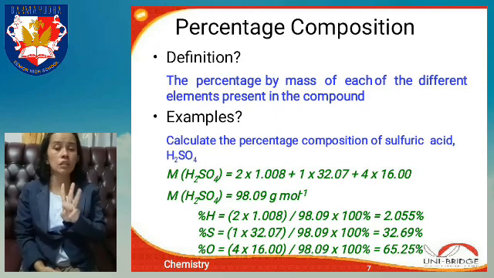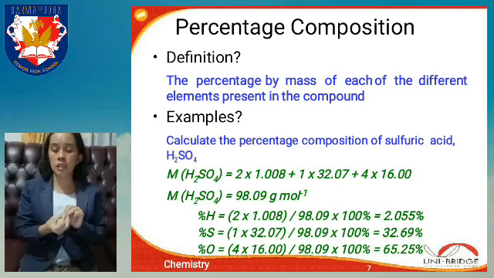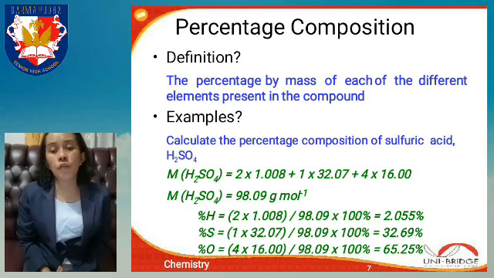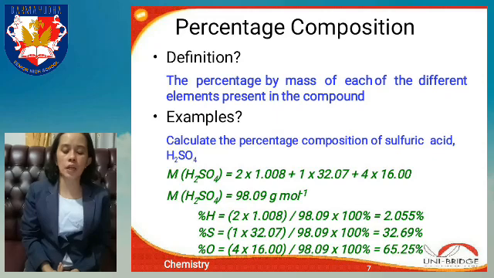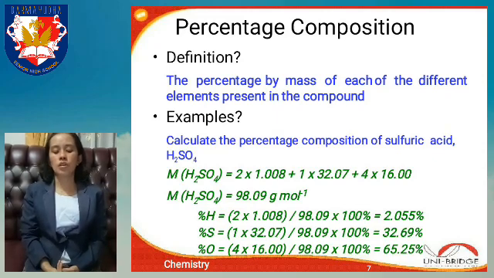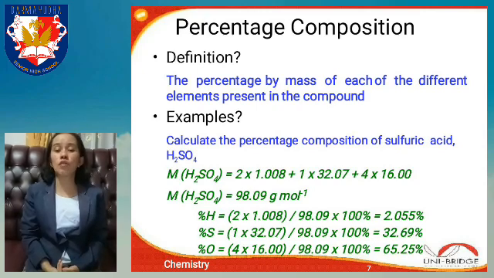Sulfuric acid has three kinds of atoms. They are hydrogen atoms, sulfur atoms and oxygen atoms. Now, to calculate the percentage of hydrogen, you need to multiply the number of hydrogen atoms in sulfuric acid times the relative atomic mass of hydrogen, per the relative molecular mass of sulfuric acid, times 100%. So 2 times 1.008 per 98.09 times 100%. So you will get the percentage of hydrogen in sulfuric acid, which is 2.055%.